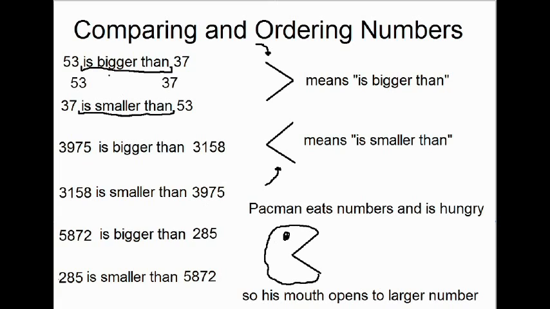So we're going to use our mathematical symbol for bigger than. Instead of writing the phrase bigger than in a math sentence, we translate that to be this symbol here. Similarly, we're saying 37 is smaller than 53. So instead of writing the phrase is smaller than, we put our mathematical symbol for smaller than. And again, if you think about that like Pac-Man's mouth, Pac-Man is hungry, he eats numbers, and the mouth will always open to the bigger number.